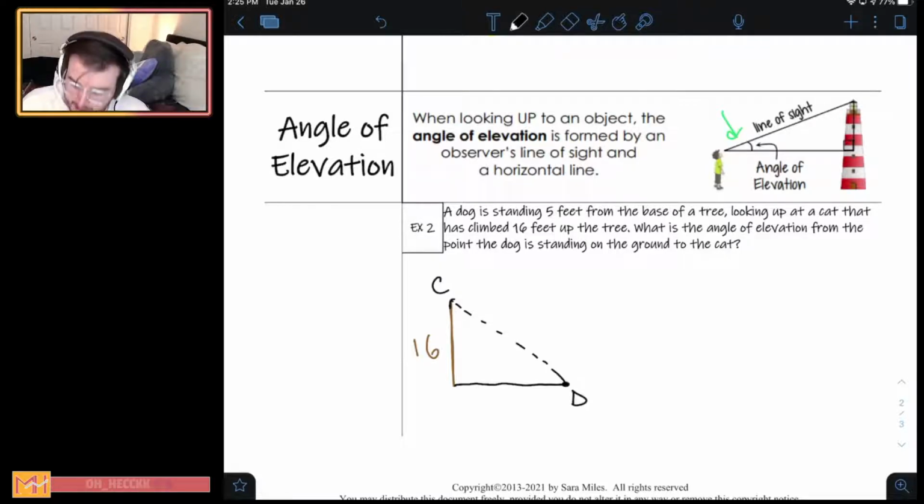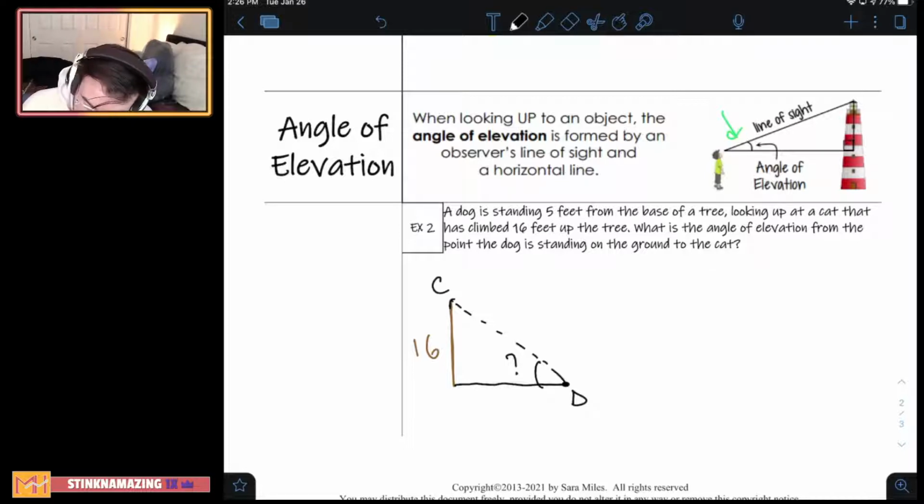That was a weird sentence to say. What is the angle of elevation from the point the dog is standing on the ground to the cat? I feel like there's a weird phrasing there. But what is the angle of elevation from the dog up to the cat? Right? That's what we're looking to find. We need to know that angle.